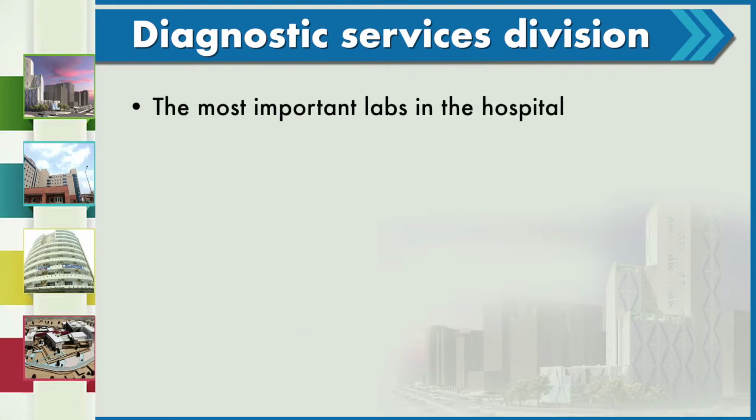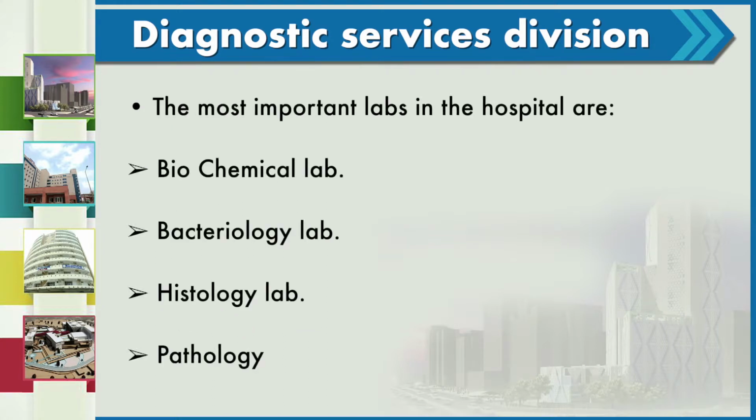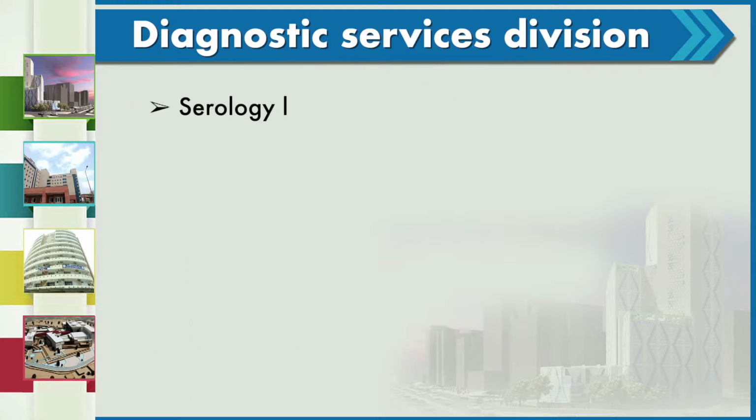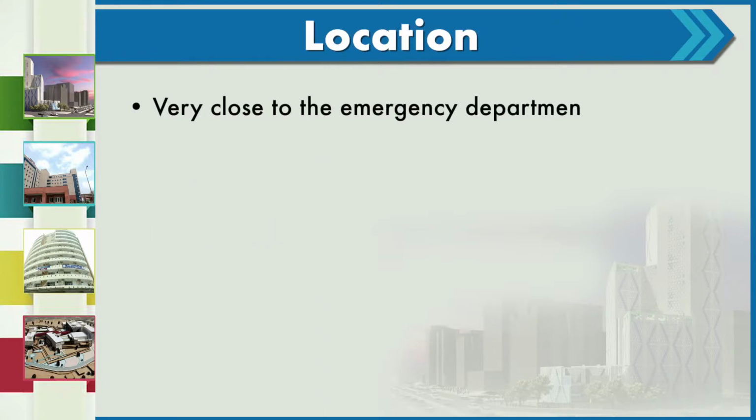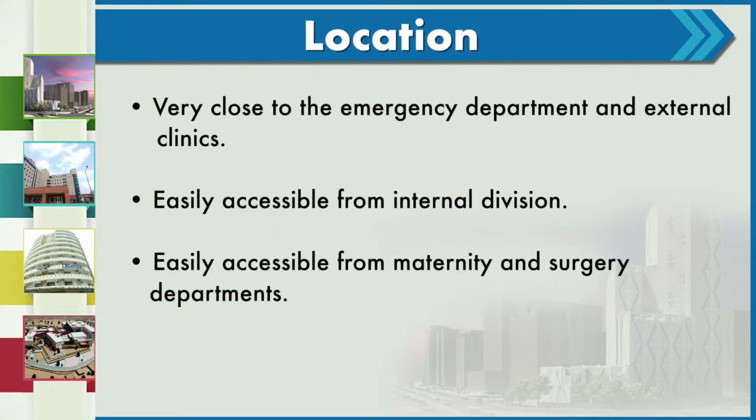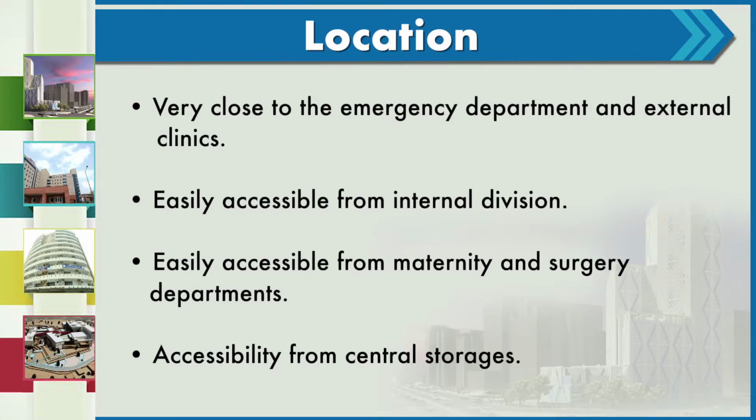The most important labs in the hospital are the biochemistry lab, the bacteriology lab, the histology lab, the pathology lab, the serology lab, the hematology lab, and the microbiology lab. Location: it should be very close to the emergency department and external clinics, easily accessible from the internal areas of the hospital, and easily accessible from the maternity and surgical departments, and access from the central storages is also very important.